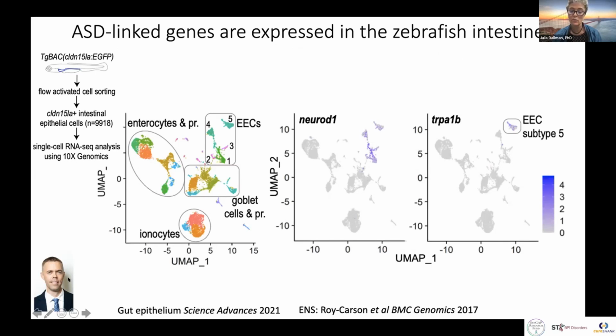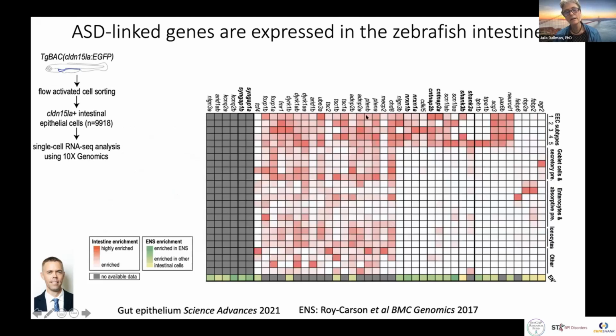And in the collaboration with John Rawls, he does single cell sequencing of the intestine. What they do is take the intestinal cells and do RNA sequencing on the single cells. And what's shown here are the different types of intestinal cells. And then on this axis are genes that have been linked to these severe neurodevelopmental disorders, and where these genes are expressed in the intestine.